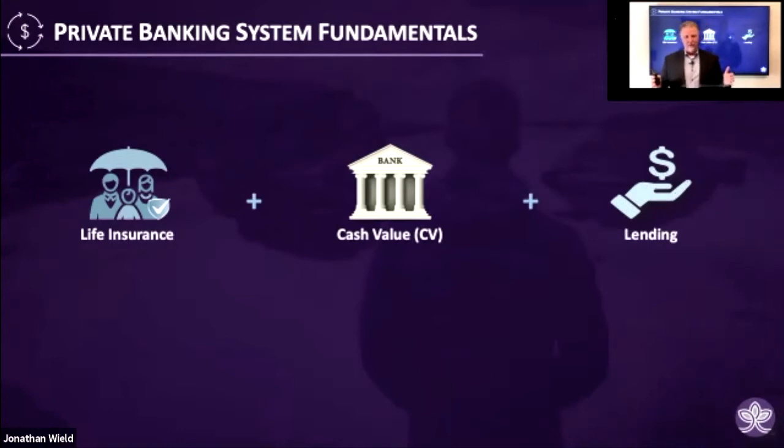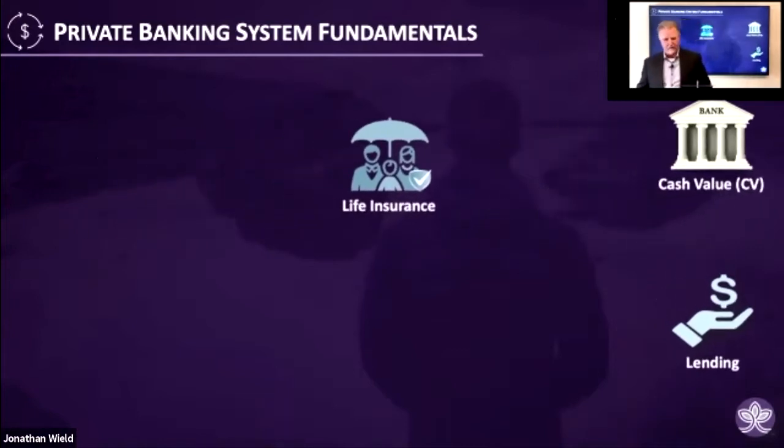First thing I want you to know, I'm going to try to make it super simple. There's three components of a private banking system. It's the life insurance. Second, it's the cash value. Third is the lending. So there's only three components of that. And so we're going to start first with the life insurance, right?